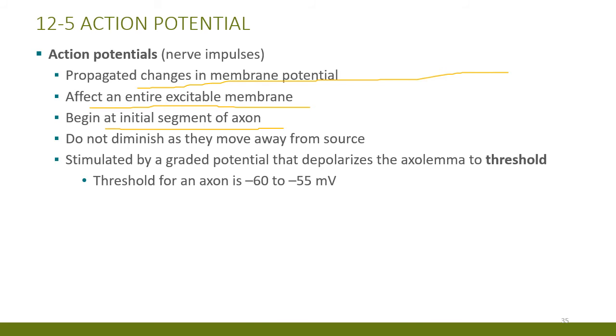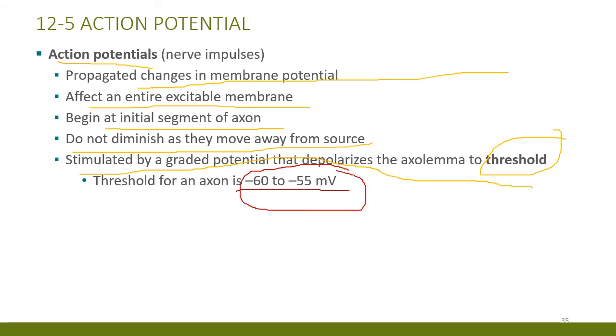An action potential is different. Now we're talking about action potentials. It does not diminish as it moves away from the source, and it's stimulated by a graded potential that can depolarize the axolemma to threshold. The axolemma has to be depolarized at the trigger zone, and the threshold for an axon to have an action potential is -55. That's the one, but -60 to -55 is good. Normally it's memorized as -55.